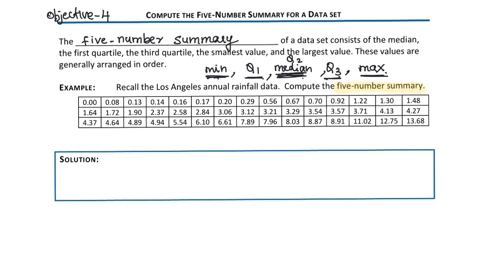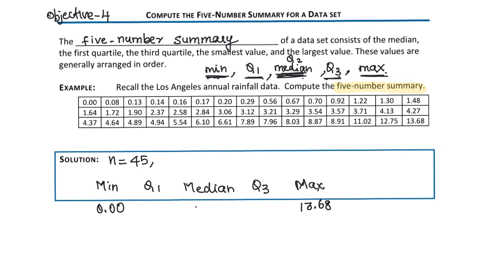Let us look at an example. Compute the 5-number summary of this data. So, here n is 45. Smallest value of the data is 0.00. Largest value is 13.68. Middle number or median is the data in the 23rd position, that is 3.12. We already computed Q1 and Q3 previously, so we can use those values here.